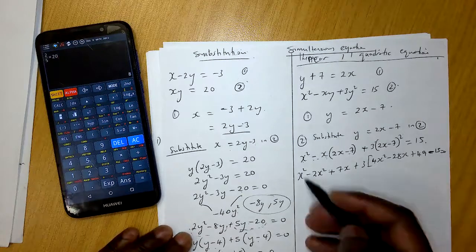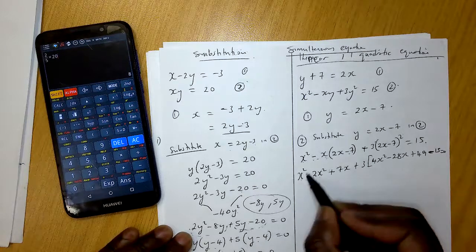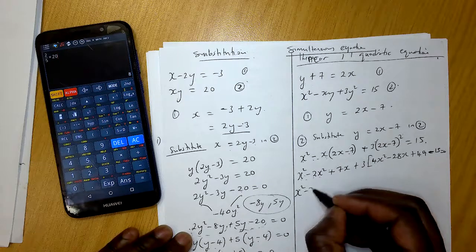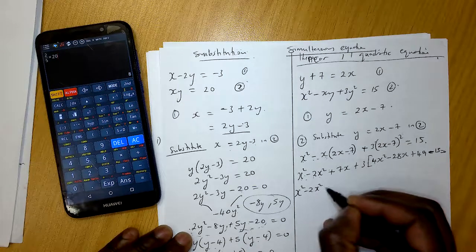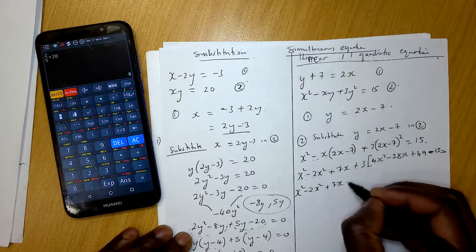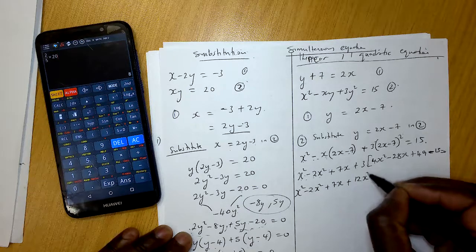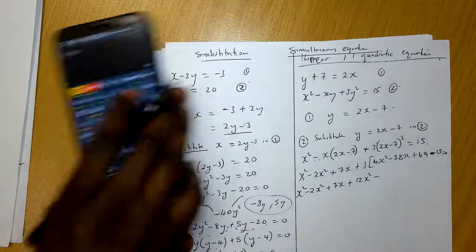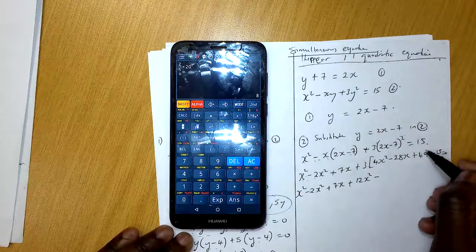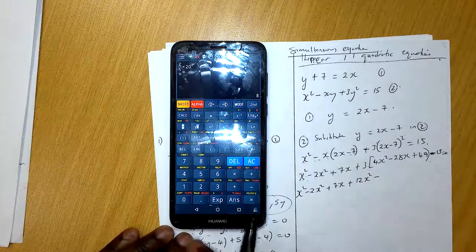Then we take the like terms, x squared. Let's expand there first: x squared minus 2x squared plus 7x plus 3 times 4 is 12x squared, minus, then 3 times 28 there. Okay, I forgot something here. Put this in a bracket. Okay, 3 times 28.